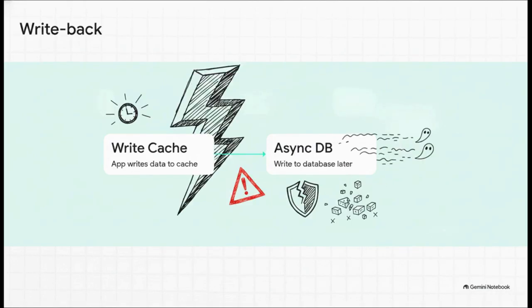But what if you literally just care about pure, raw speed above everything else? That brings us to write back. In this setup, the application writes data to the cache and instantly confirms success to the user.